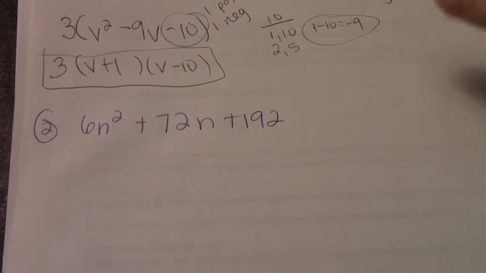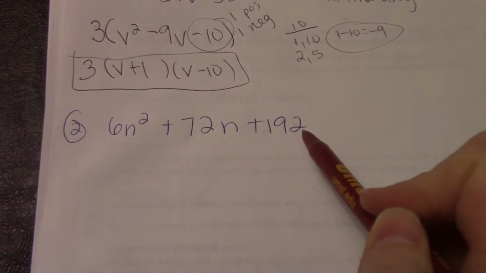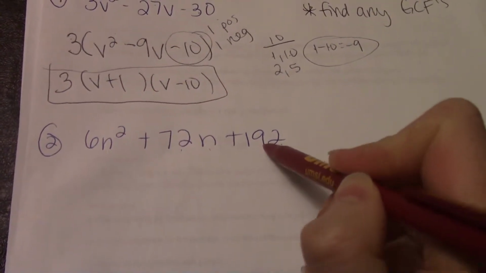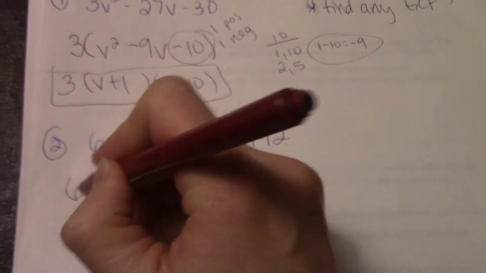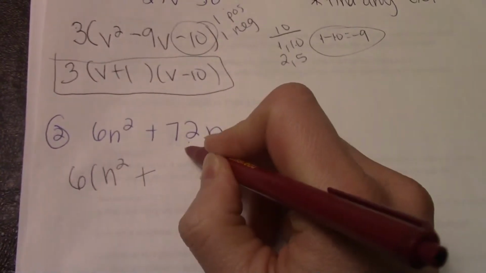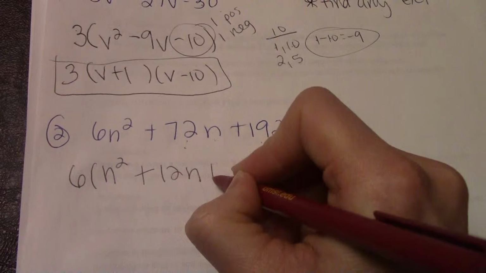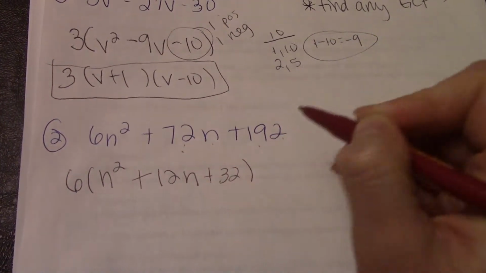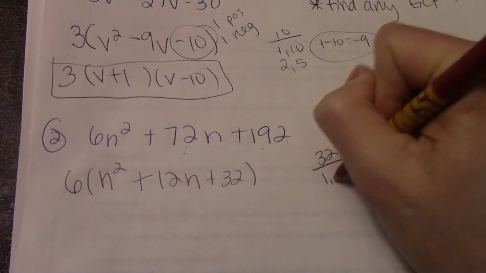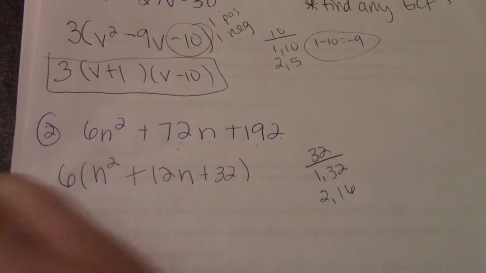Now number 2. We have 6n squared plus 72n plus 192. Now, I know that 6 goes into 72 and 6 goes into 192. So I'm going to take out 6. 6 divided by 6 is 1, so n squared. 72 divided by 6 is 12. And 192 divided by 6 is 32. Much more manageable numbers now. So come to 32, factor it out. 1 and 32, 2 and 16.